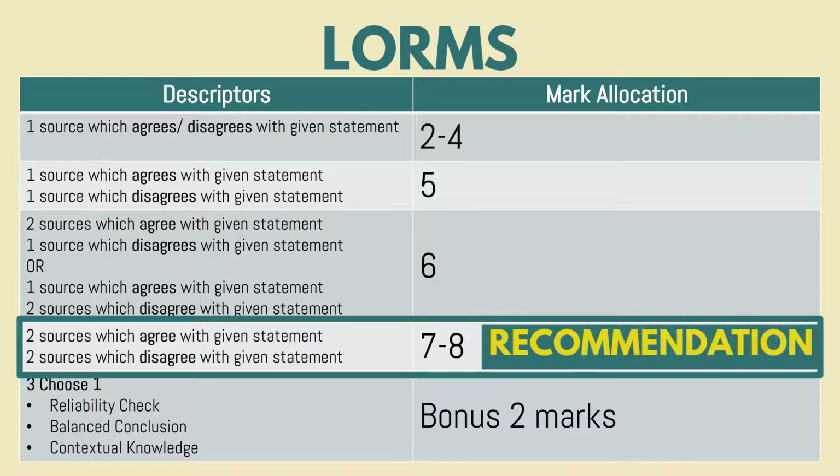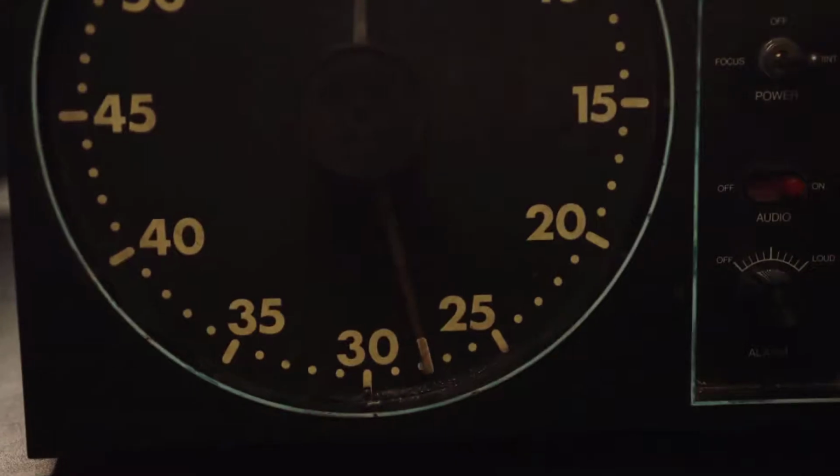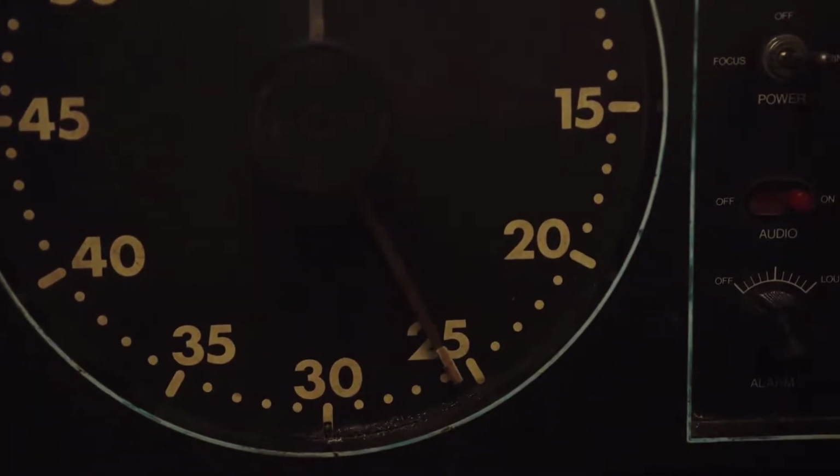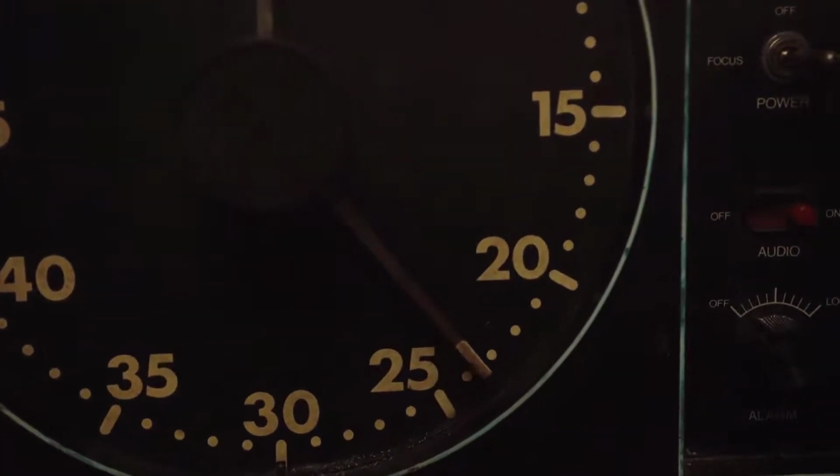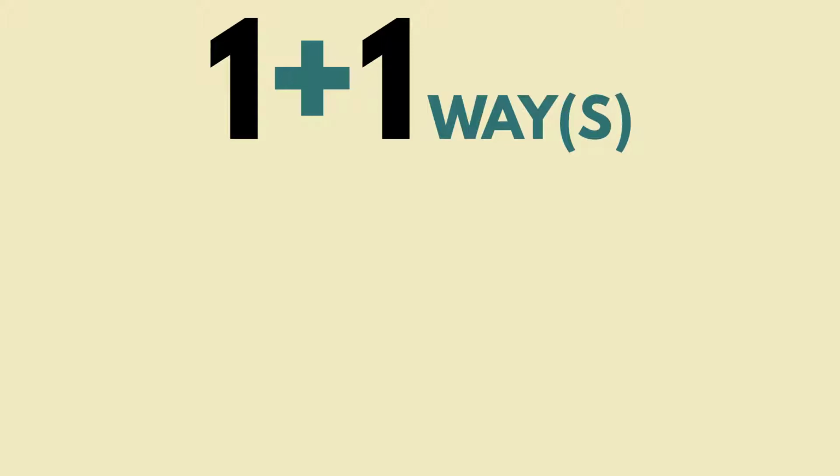So this is my recommendation to get a distinction. You should at least aim for 2 sources which agree and 2 sources which disagree. That will be equivalent to 4 paragraphs. Of course, if you're a stronger candidate, you might want to attempt the bonus 2 marks using the last paragraph. Please take note that time is of the essence, which you need to manage as well if you wish to attempt the last paragraph. Let's talk about 1+1 ways.